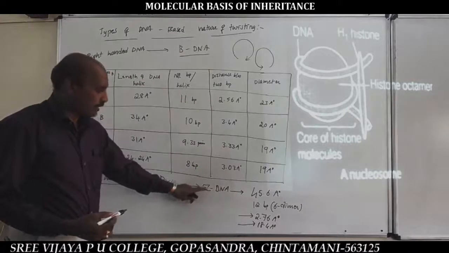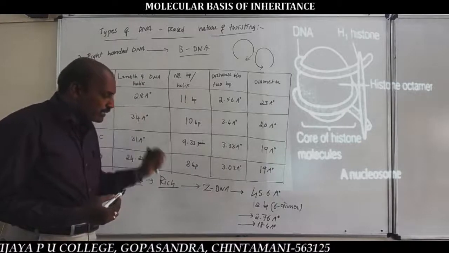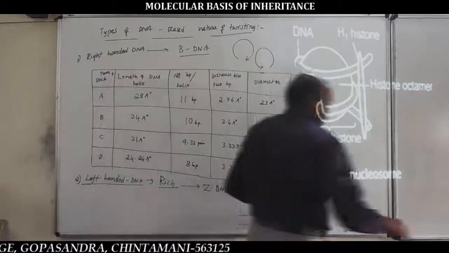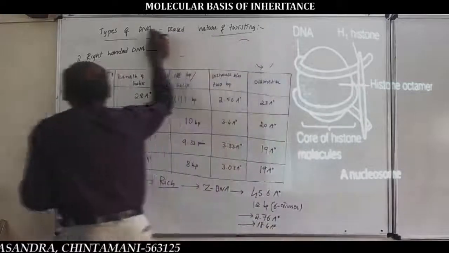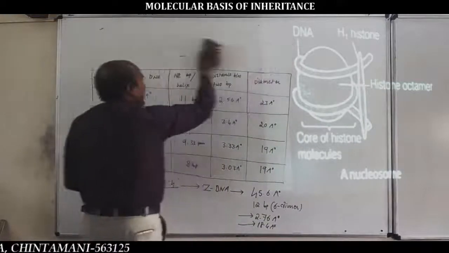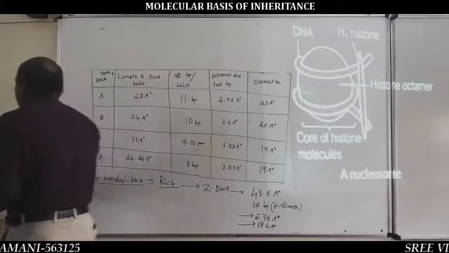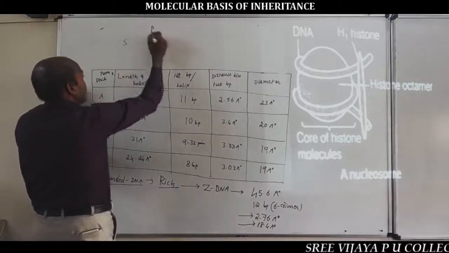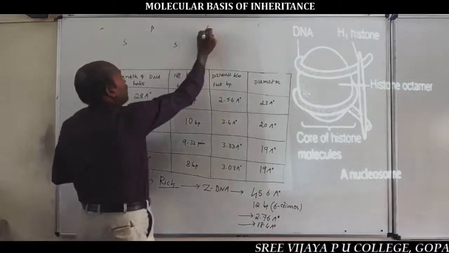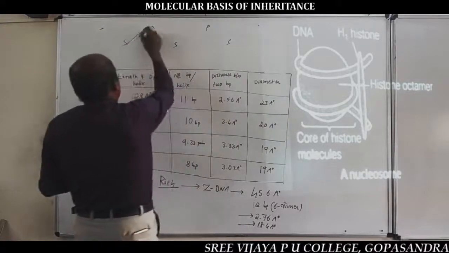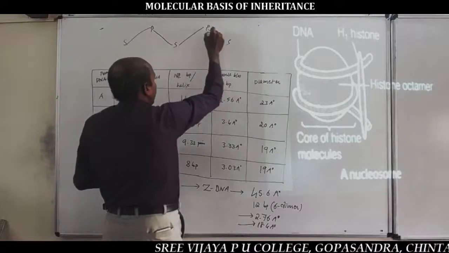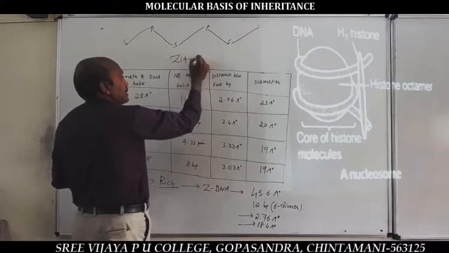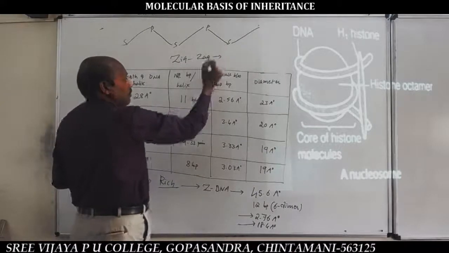See here, dear students, why is it called Z DNA? Because in the Z DNA, sugar and phosphate groups are arranged in zigzag pattern. That's why it is named Z DNA, in zigzag pattern, like the top.